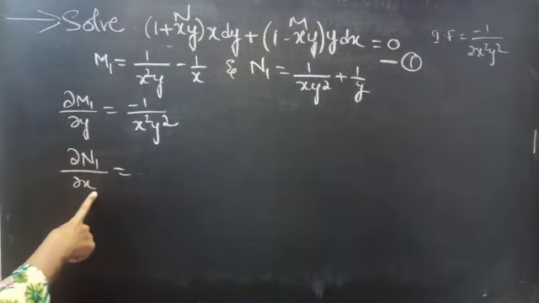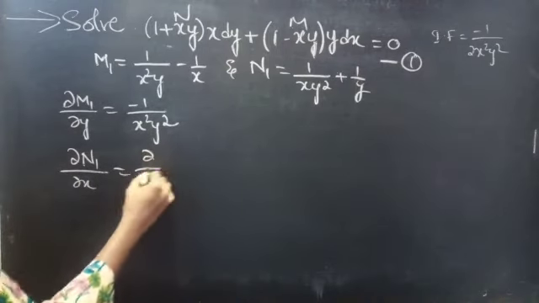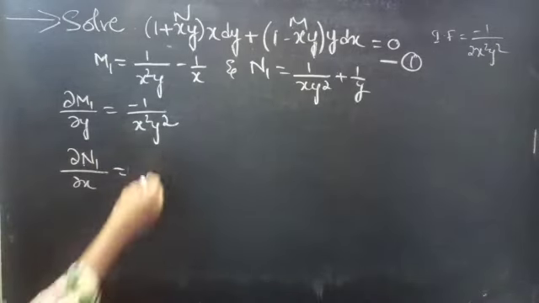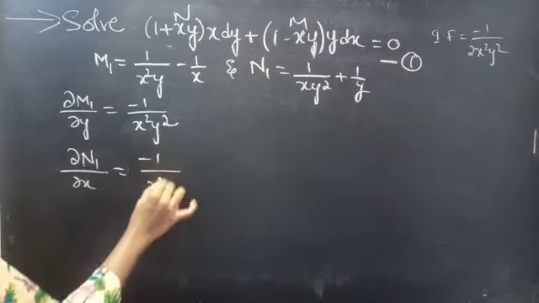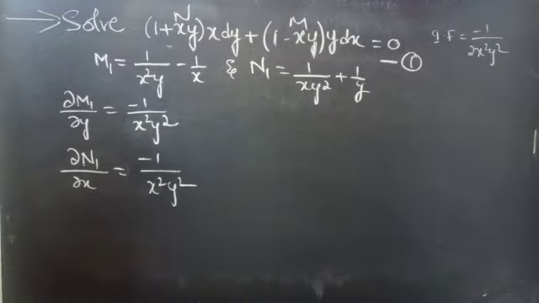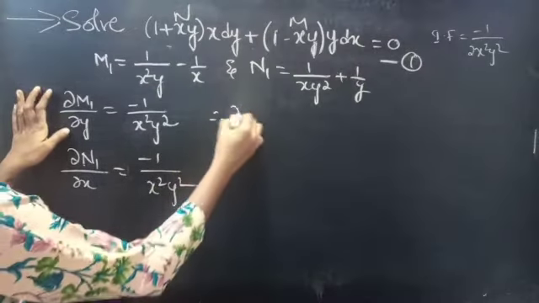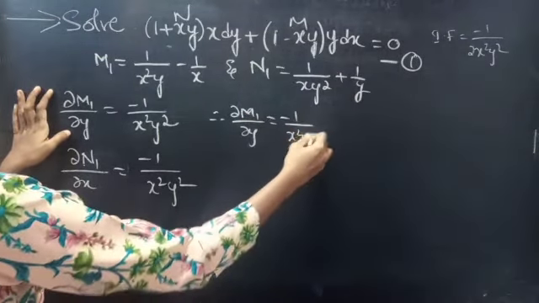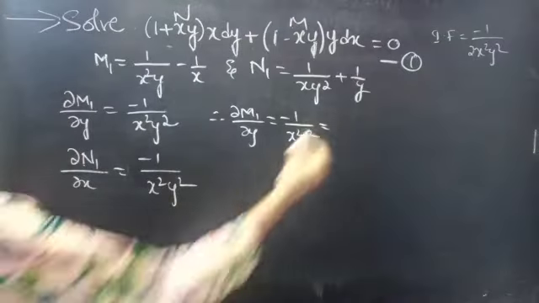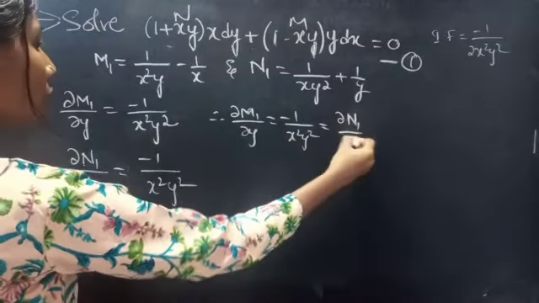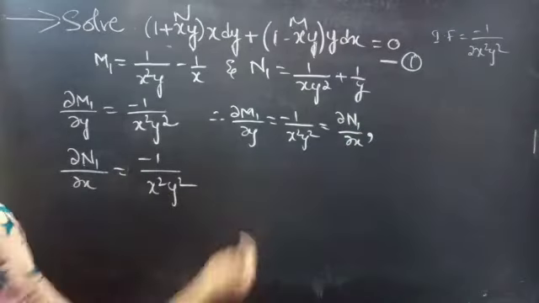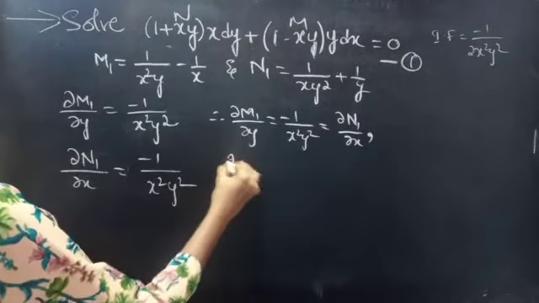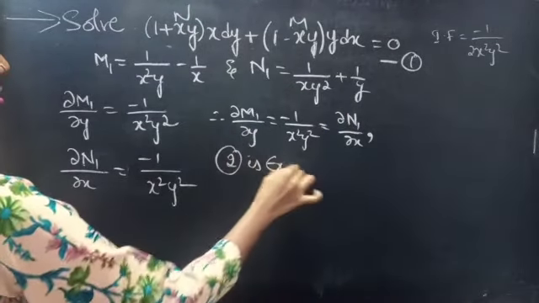Partial derivative of n1 with respect to x is minus 1 by x square y square. So from this we can say that, therefore, ∂m1/∂y equals minus 1 by x square y square, which is equal to ∂n1/∂x. Since the partial derivative of m1 with respect to y is equal to the partial derivative of n1 with respect to x, from this we can say that equation 2 is exact.